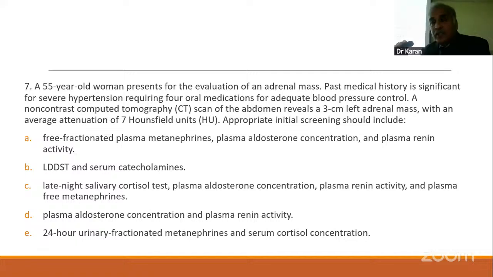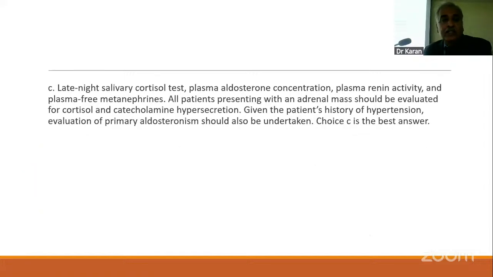So C. Yes, so C should be the answer: late night salivary cortisol test, plasma aldosterone concentration, PRA, and plasma-free metanephrines. And plasma-free metanephrines also? Usually they say that if it is less than 10, then you need not.